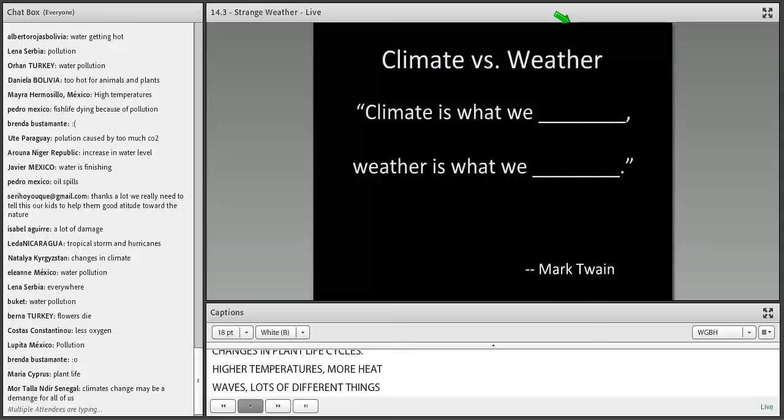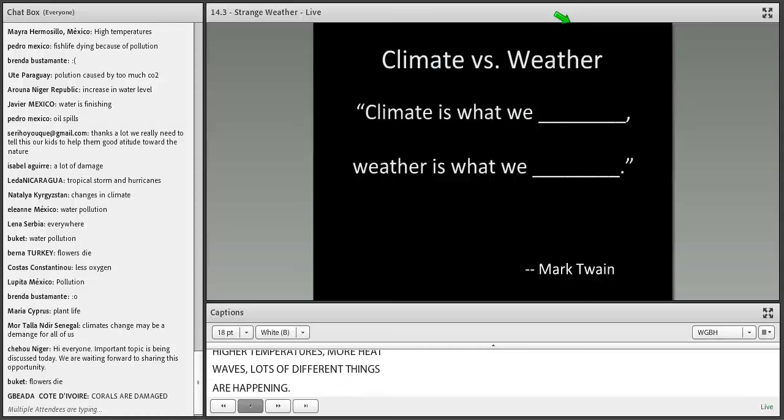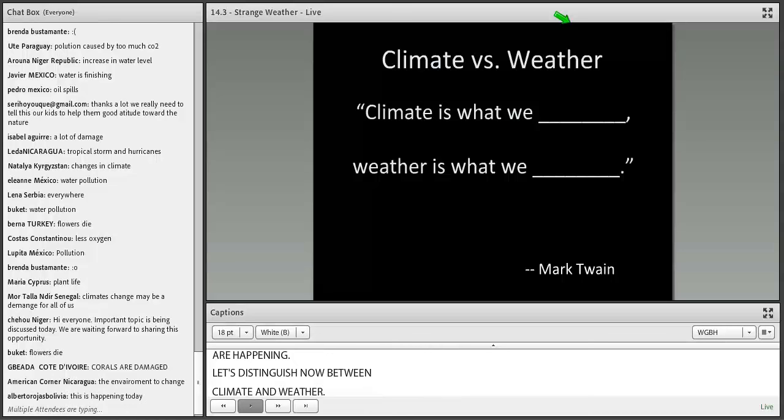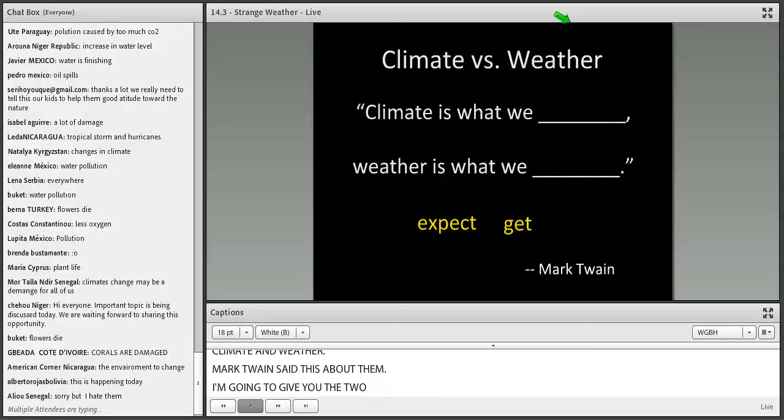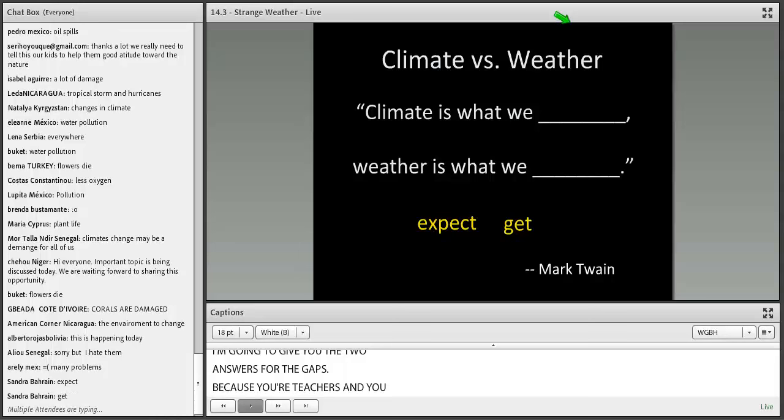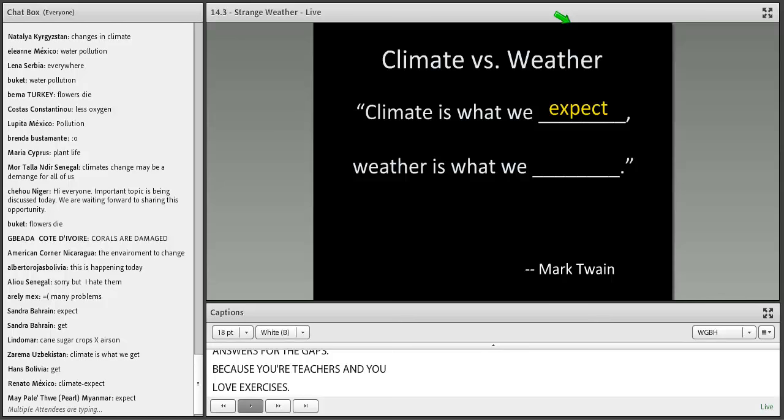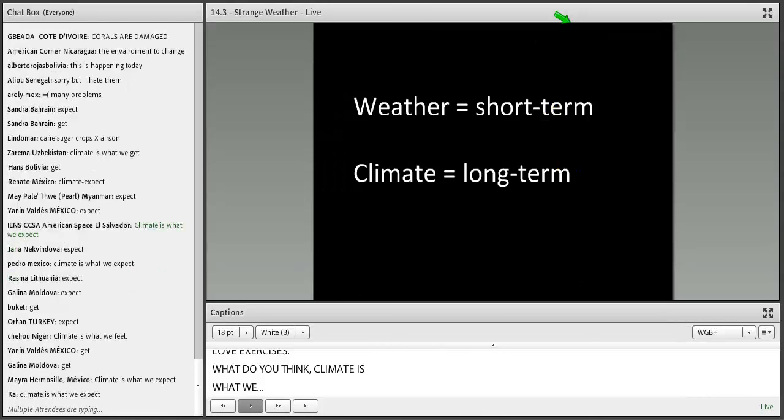But let's distinguish now between climate and weather. Mark Twain said this about them. I'm going to give you the two answers for the gap fill, because you're teachers and you love exercises. So what do you think? Climate is what we expect, and weather is what we get.